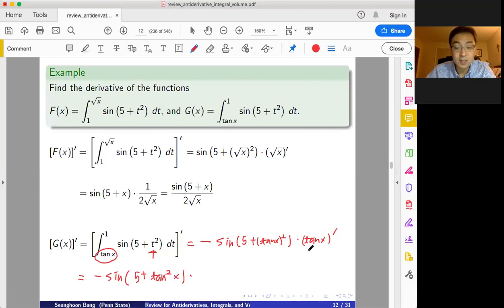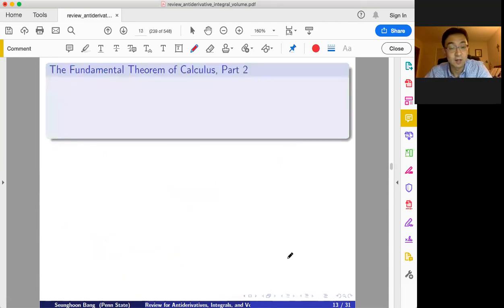times, what is tangent prime? Do you know what is tangent prime? Yes, secant square of x. So that's it. This is the final answer of this question. So we have it like this.